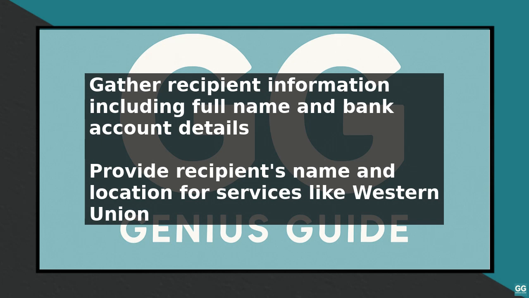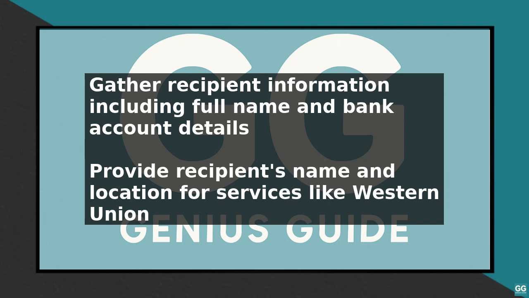Pay for the transfer using a debit or credit card, or other accepted payment methods. Depending on the service, you may need to upload identification documents to comply with anti-money laundering regulations. Once the transfer is complete, you will receive a reference number or receipt. Share this with the recipient so they can track the status of the transfer.